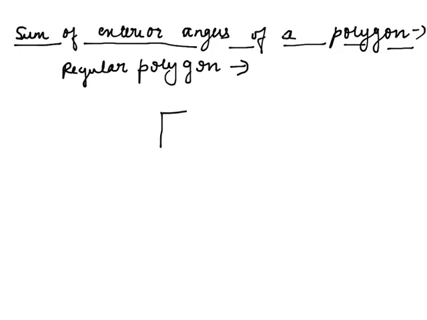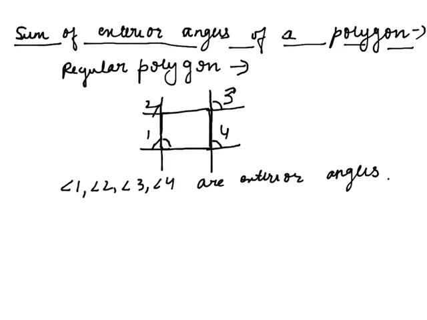Here, if we have a quadrilateral like a square where all the sides are equal and all the angles are equal, by extending the sides we can make the exterior angles. Here we will name them angle 1, angle 2, angle 3 and angle 4. All these are exterior angles of a quadrilateral or a polygon. Corresponding to them we have interior angles. Let us name them 5, 6, 7 and 8.